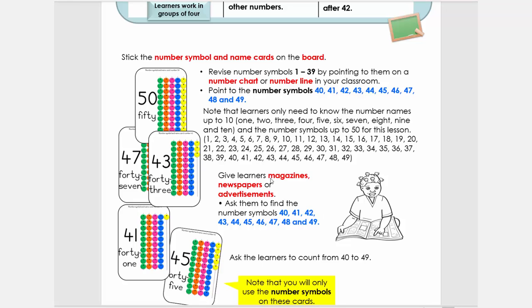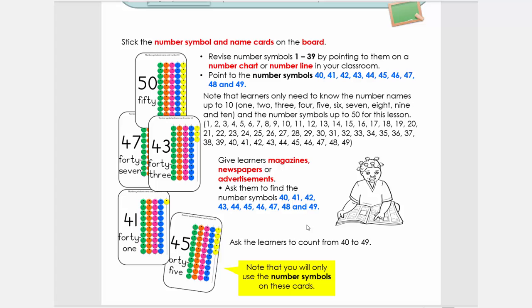Then again, like we did previously, you're going to recognize or find these numbers in magazines or advertisements or newspapers. If you don't have magazines, newspapers, or advertisements, you just randomly write these numbers on a piece of paper. You say the number and the child needs to point to it.